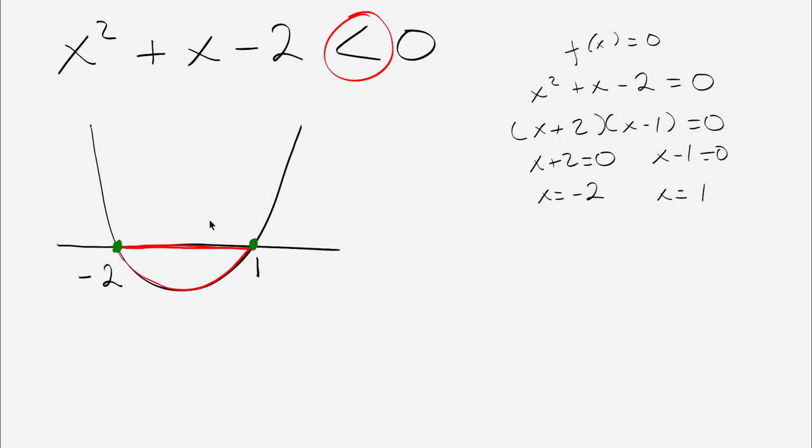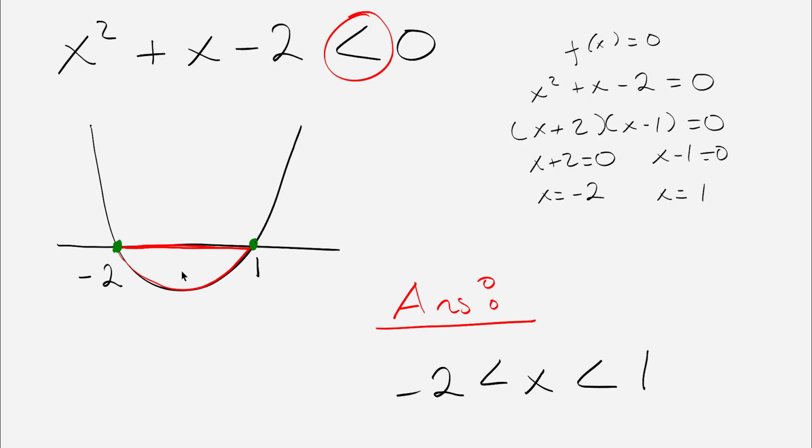Now, to finish the question, we have to describe what these x values are. The answer to the question is the x values for which the function x squared plus x minus 2 is less than 0. And that function is less than 0 for these x values here between minus 2 and 1. So therefore, the actual answer to the question is this function will be less than 0 when x is between minus 2 and 1.